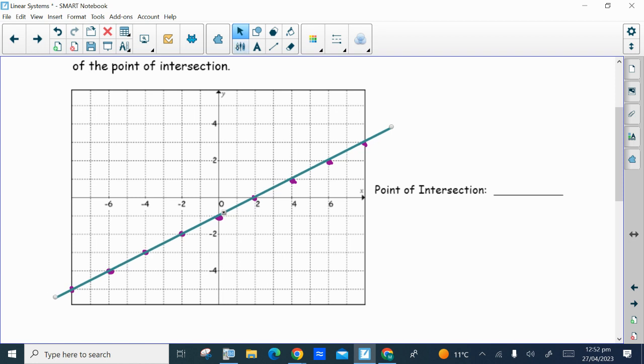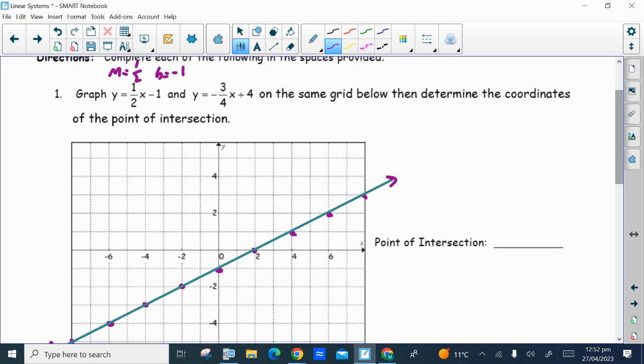Right, so there's that line. Easy to do because it is in slope-intercept form already. Same thing with the second line. It's also in slope-intercept form. This line has a slope of -3/4, and the b value, the y-intercept, is +4, which is where we start.